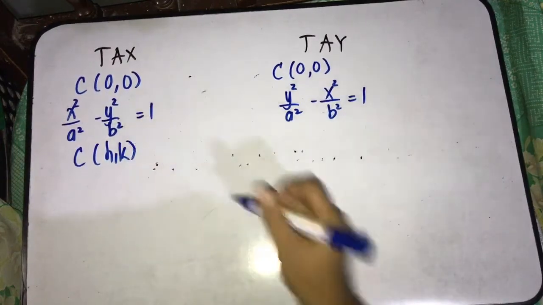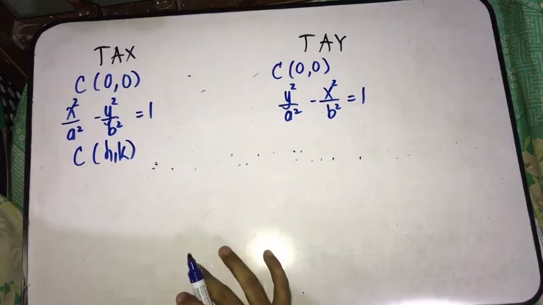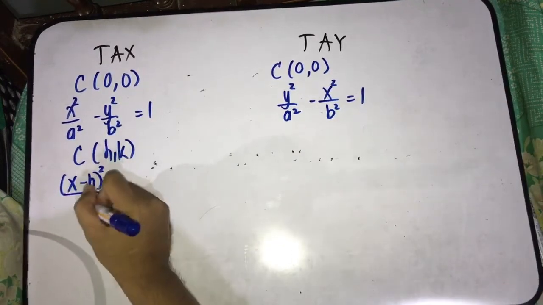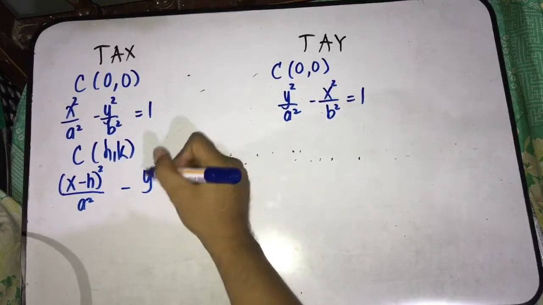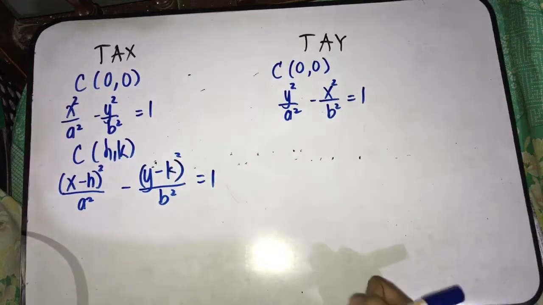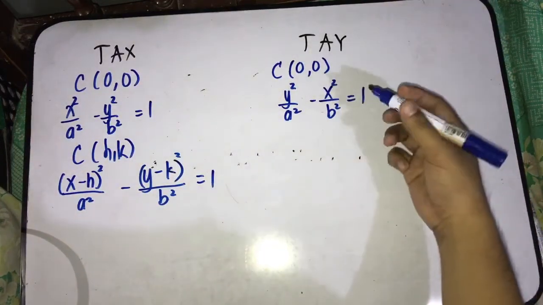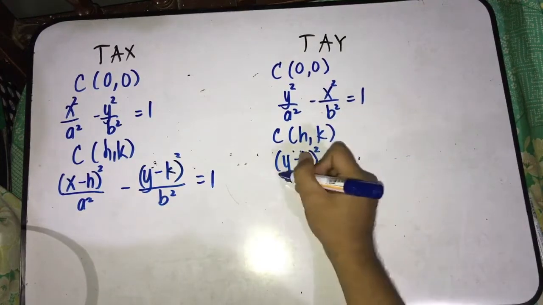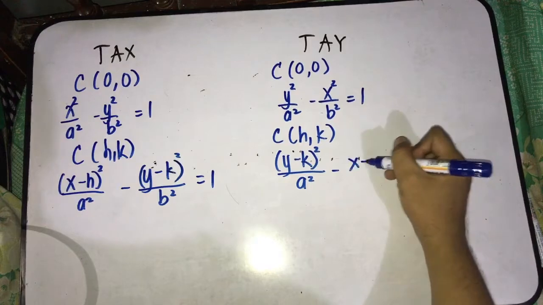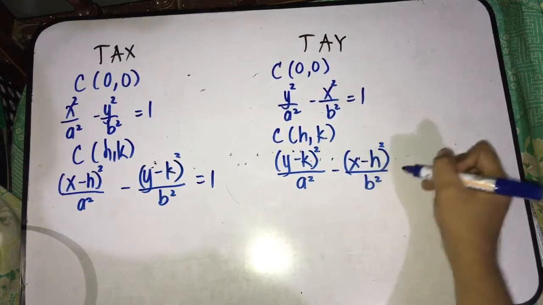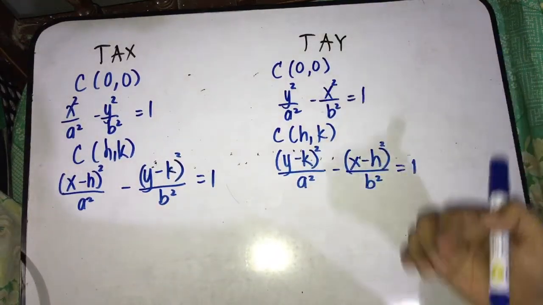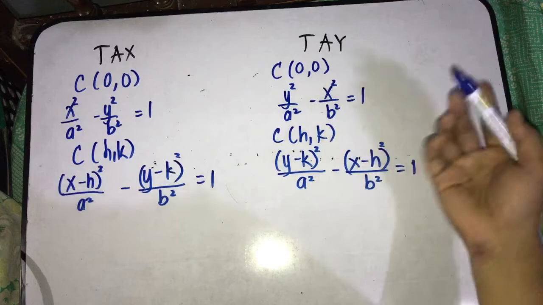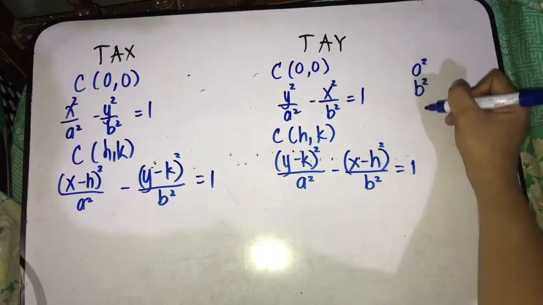So, for the center located at (h, k), our equation for the transverse axis x would be (x minus h) quantity squared over a squared minus (y minus k) quantity squared over b squared is equal to 1. And for the next one, if the center is located at (h, k), the equation will be (y minus k) quantity squared over a squared minus (x minus h) quantity squared over b squared is equal to 1. So these are the standard equations of the hyperbola if the transverse axis is the x-axis and if the transverse axis is the y-axis.